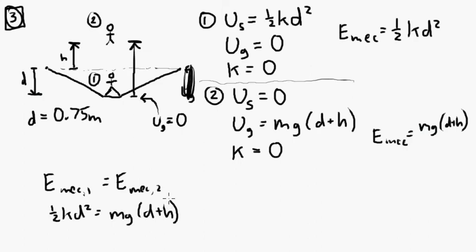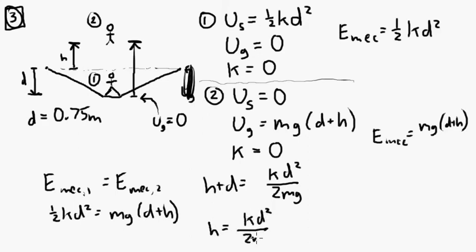We want to solve for h. So we can do h plus d equals k d squared over 2mg, just dividing through by mg, solving for d plus h. Then we can get h equals k d squared over 2mg minus d.